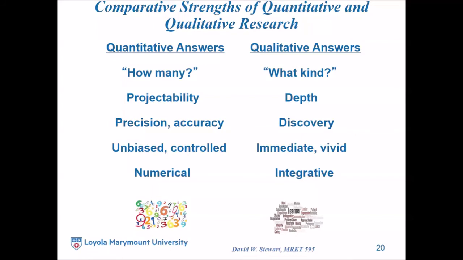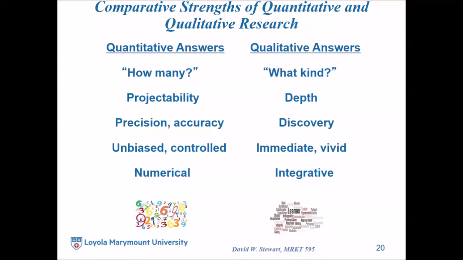Qualitative research answers questions about what kind. Quantitative research answers questions about how many. But notice I can't answer the question how many until I know how many of what. And that's why qualitative research is really useful. It might be problems, it might be characteristics of products, it might be usage situations, but I need qualitative research to help figure that out.